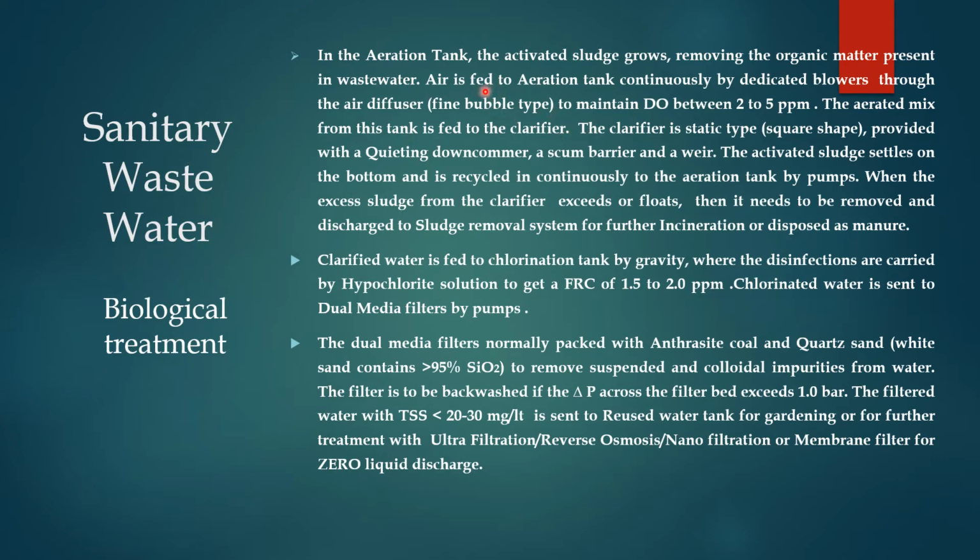So the aeration is maintained in the aeration tank by means of the dedicated blower, and DO is maintained between 2 to 5 ppm. A DO meter is situated in the tank to monitor the value of the DO. It will give an alarm when it goes below 2 or above 5. Based on that, we have to adjust it, either automatically or manually.